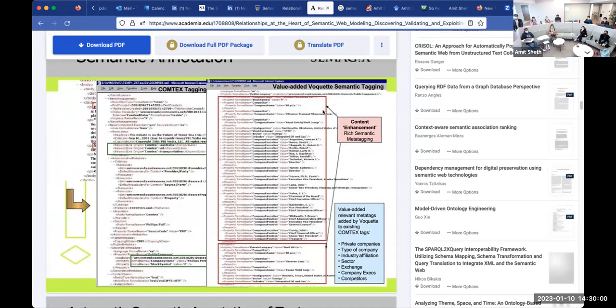So here, content is coming in, and this is context, which is the news aggregator. 95 different sources of news, like an African news agency or an Indian news agency, all would have used a particular news metadata standard, and they were exploited. And here we do content enhancement. We add value, like private companies, type of company, industry affiliation, sector, exchange, company, executive. This will be part of our knowledge base or ontology.